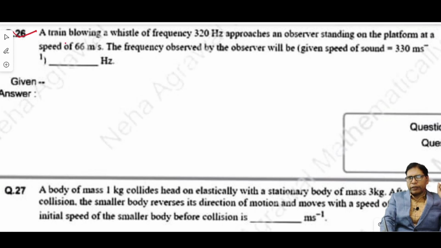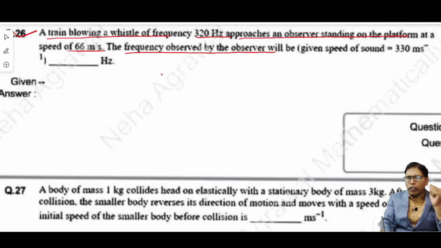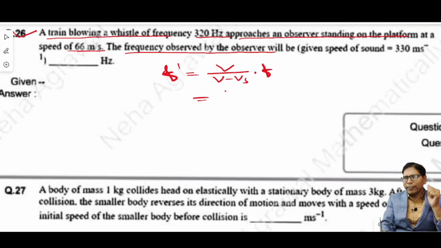Now 26. A train blowing whistle of frequency 320 Hz approaches an observer standing on the platform at a speed of 66 meter per second. The frequency observed by the observer: when the source is moving towards the observer, the apparent frequency f dash is v by v minus vs into f. Now this is 330 by 330 minus 66 into f, where f is 320 hertz.